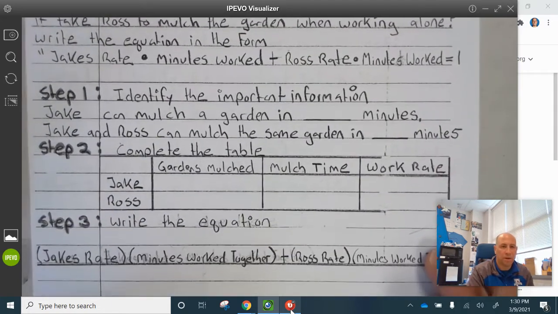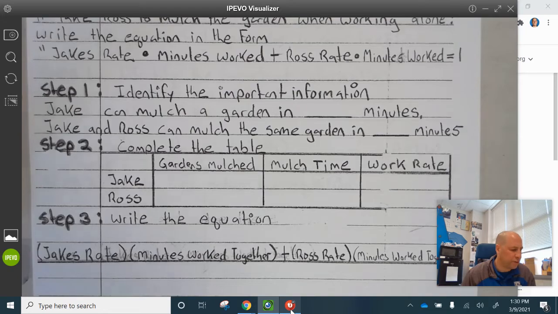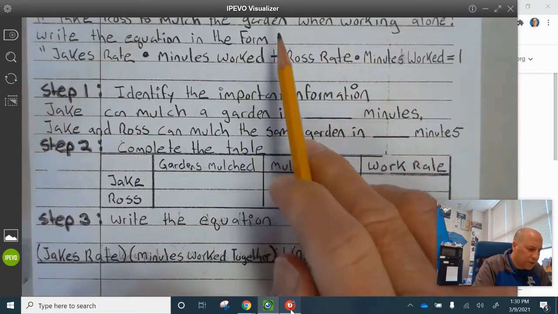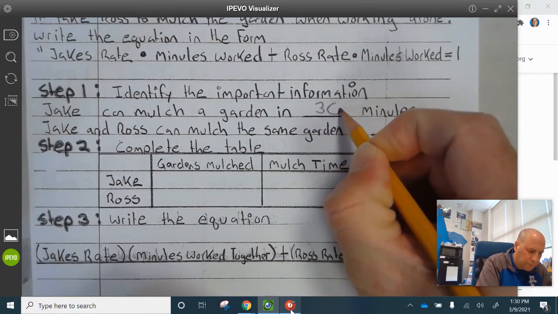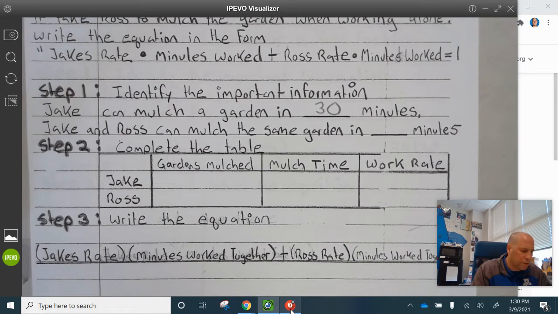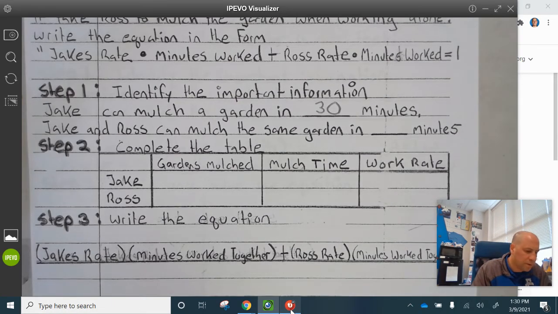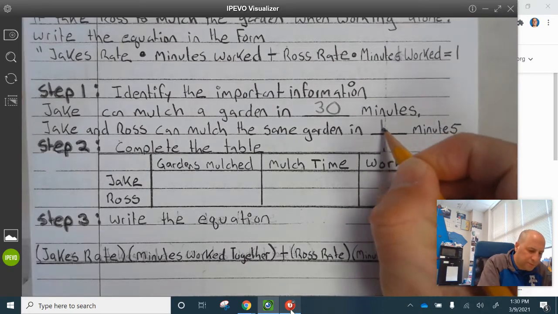All right, step 1. Identify the important information. Jake can mulch a garden in, and let me go back to the paragraph, it says 30 minutes. Jake and Ross can mulch the same garden in 12 minutes.